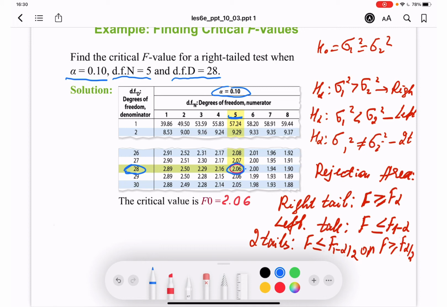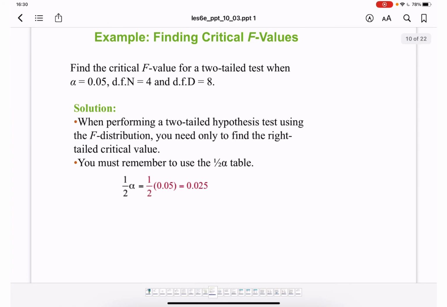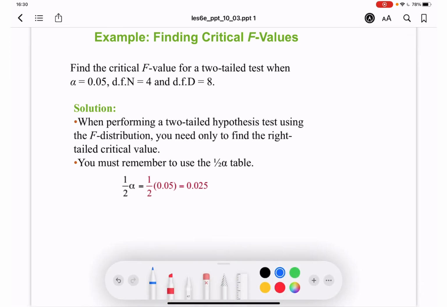Okay, all right, next one. So here is an example. We are going to find the critical value for alpha 0.05. Degree of freedom for the numerator is 4. Degree of freedom for the denominator is 8. But here we have a two-tail test. So for a two-tail test, when we are using the F distribution, we need to find the right tail, because the F distribution shows the right tail, right?